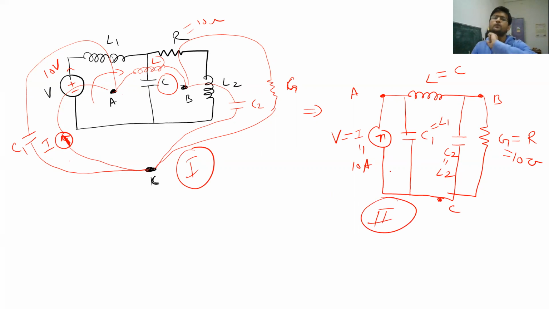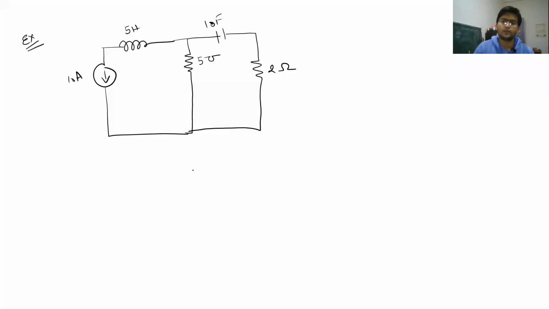Now if you try to write the KVL equation for the first circuit and then try to write the KCL equation for the second circuit, what you are going to see is that both these mathematical equations will be exactly same, and the results will also be same. Now let us take an example and try to convert its dual circuit. So we have two loops again.